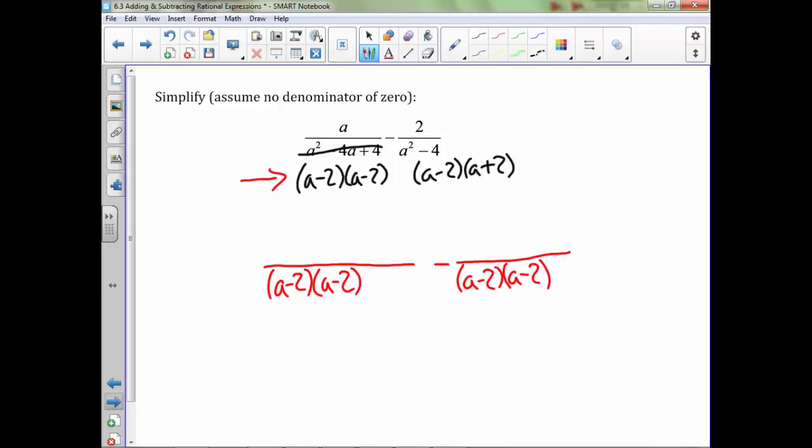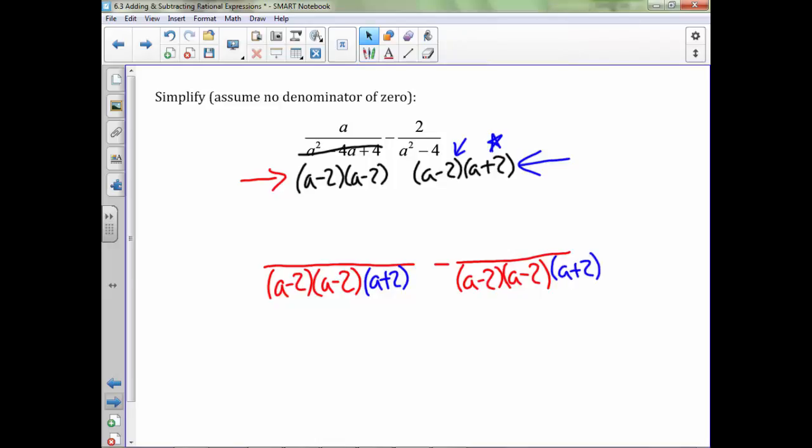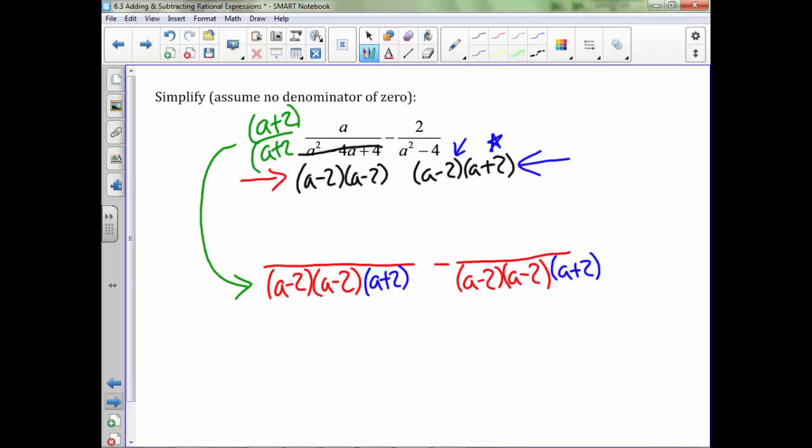But we also need any additional factors that appear in the other fraction. And this one, this a minus 2 is already accounted for, but we haven't yet got an a plus 2, so that's also going to be in our denominator. So this first fraction, in order to get from here to here, we need to multiply by an a plus 2 over a plus 2.